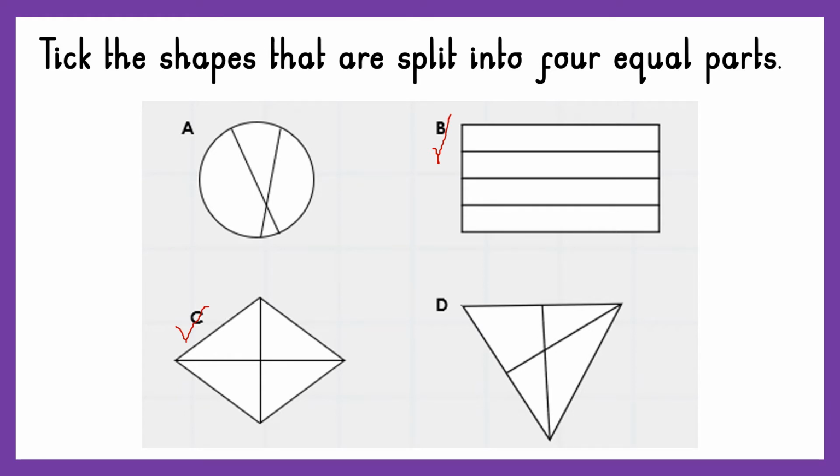B has been divided into 4 equal parts, and each of these is called a quarter. C has also been divided into 4 equal parts, and each of these is called a quarter as well. A and D have been split into 4 parts, but these parts are not equal, so A and D do not show quarters.